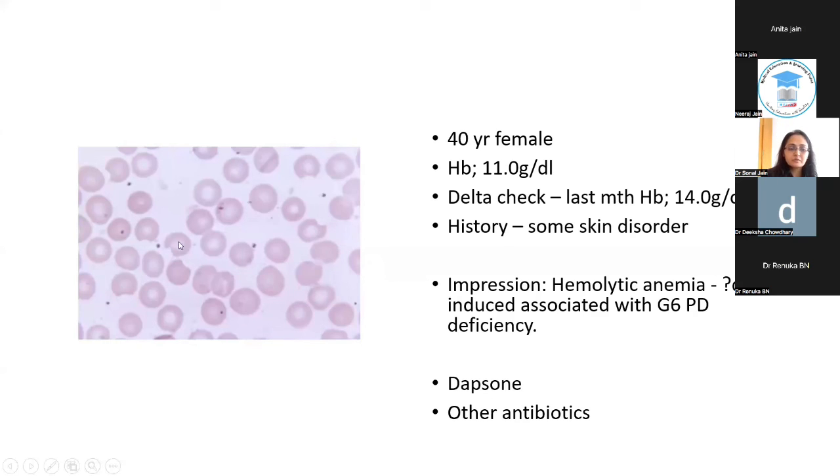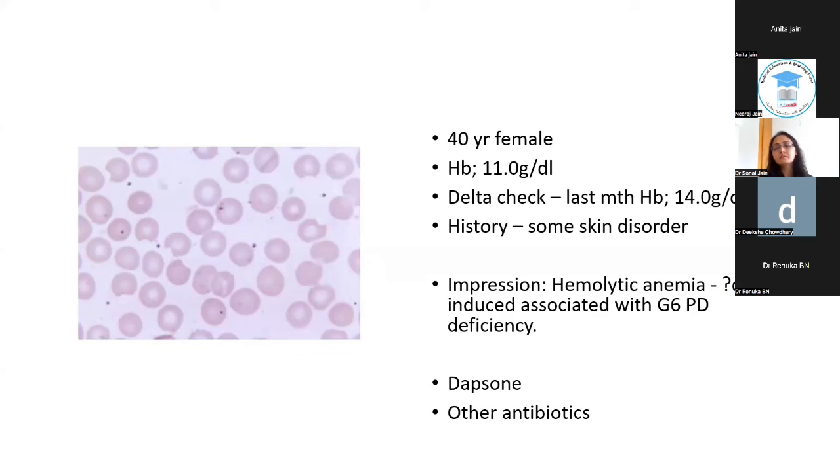What do you see in this field? This is a round cell with a bite here. It's typically a biscuit-like cell with a bite. This patient came with a hemoglobin of only 11, and we see a lot of these. But since this patient was a regular follow-up, we went back to the delta check and saw that around 2 months back, her hemoglobin was 14 grams per deciliter. So what has happened in these 2 months that her hemoglobin dipped?